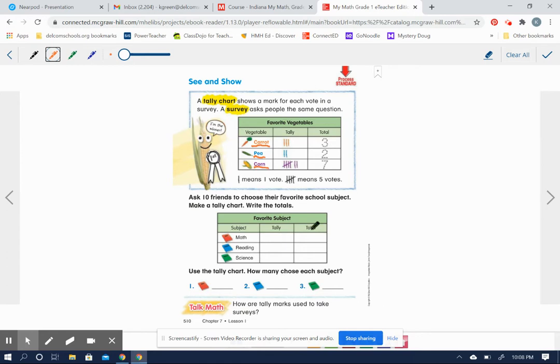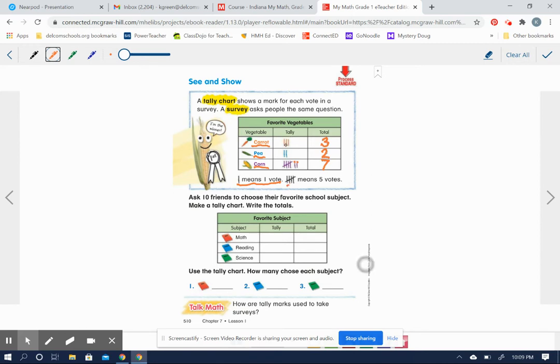When you look at the tally chart, how many people chose carrot as their favorite vegetable? Yes, 3. And by looking at this tally chart, how many people chose peas? 2. And how many people chose corn? You know that when there's a diagonal line that goes through 4 lines, that's 5. So we can count on from 5: 6, 7. 7 people chose corn as their favorite vegetable. Each tally mark means 1 vote.